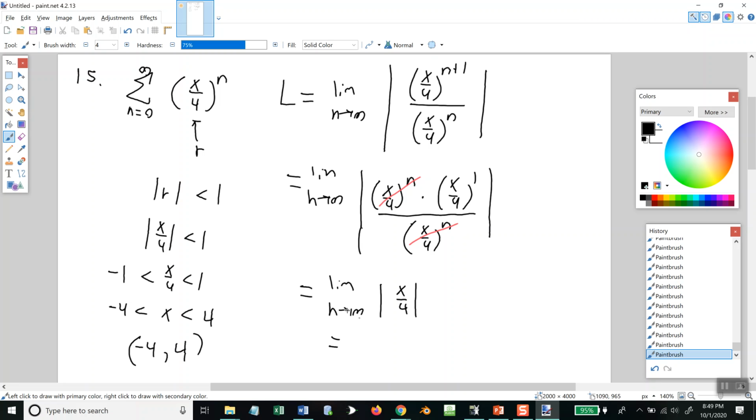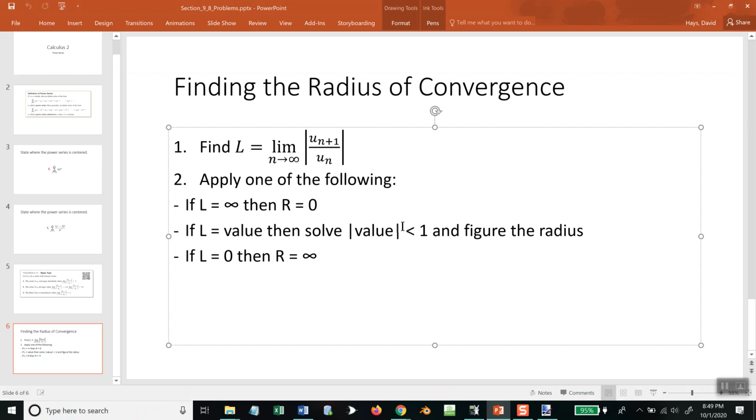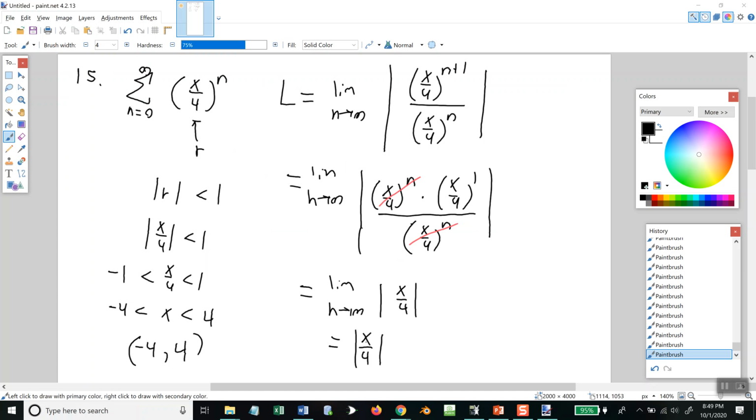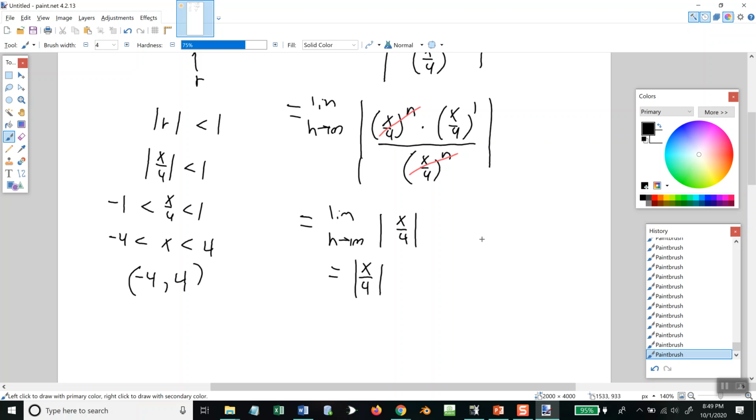So it doesn't matter about the n. This is going to give us x over 4 inside the absolute value, which is a value. And this says if you come up with a value, then you take the absolute value less than 1 and figure the radius. Which happens to match this over here, right? So we get, I'll skip some steps, it's already written over there, negative 4 is less than x is less than positive 4. Then the question becomes what's happening at the endpoints? What's happening here and what's happening here?